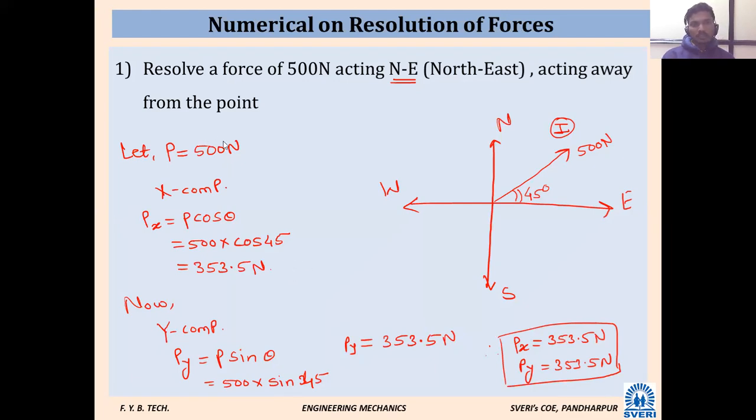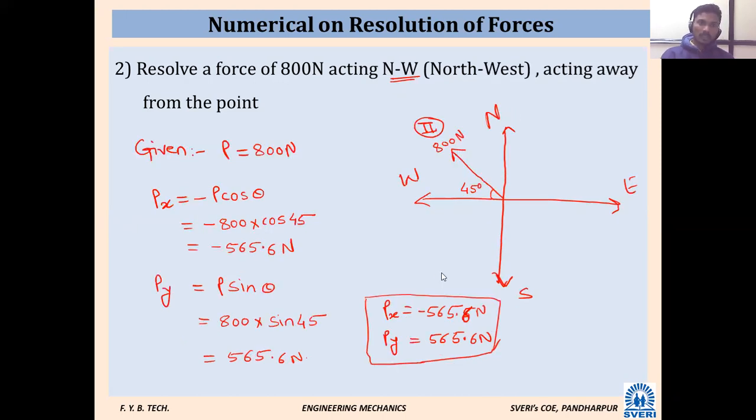In which quadrant does this resolved force of 500 Newton acting northeast come? Here the angle is not given, so how much are we supposed to take? 45 degrees. This is a second method to indicate force in principal directions, like due south, due north, due west, due east. So in which quadrant is this force coming? First, because both components are positive. That we have solved.